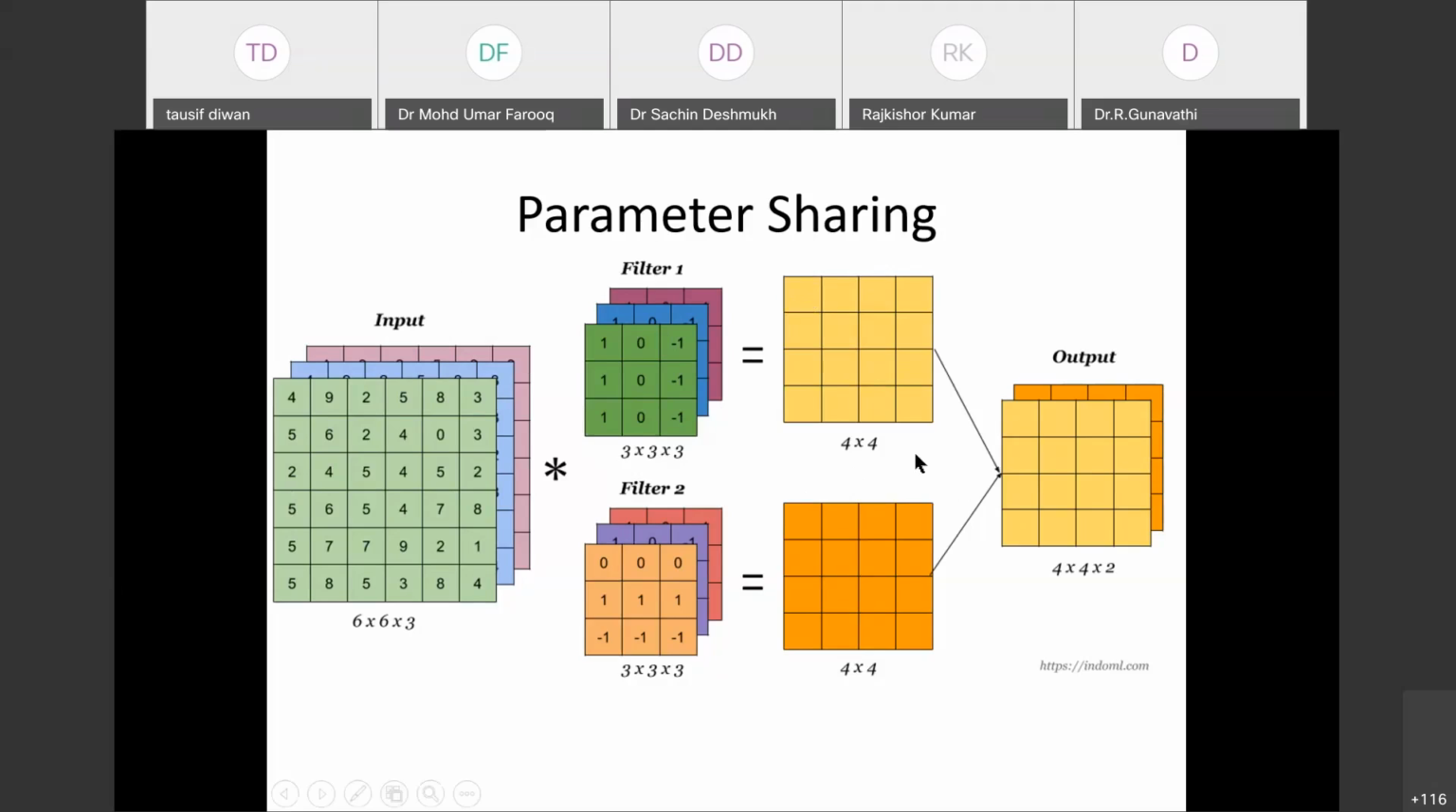Now, what is the depth of output here? Just look at this on which I'm moving the cursor. What is the depth of output? This region. No, depth of output is 1. Width of output is 4. Height of output is 4. But what is the depth? Depth of output is 1. Is it clear?